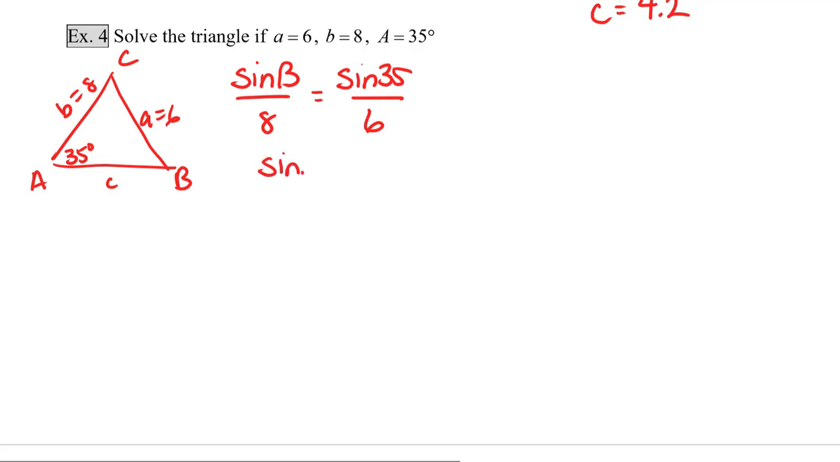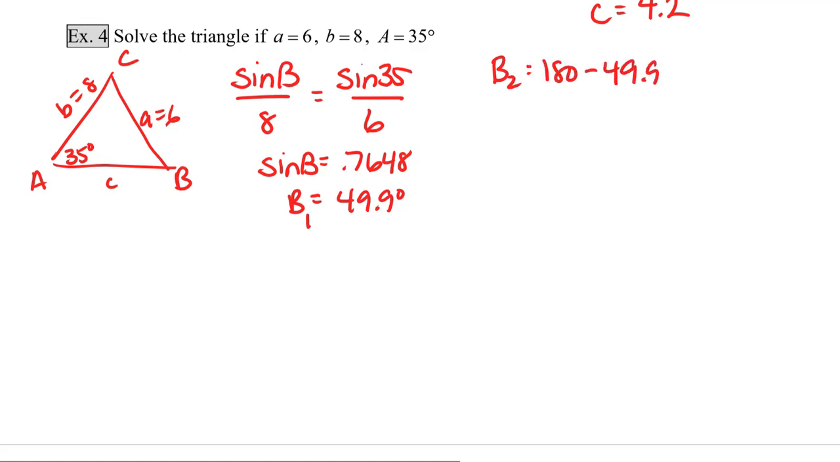This leads me to the sine of B equaling 0.7648, which gives me an angle B equal to 49.9 degrees. I'll call this B1, and I'm going to look for a B2 that's in quadrant 2 that shares the same sine. So B2 would be equal to 180 minus 49.9, and my B2 is equal to 130.1 degrees.